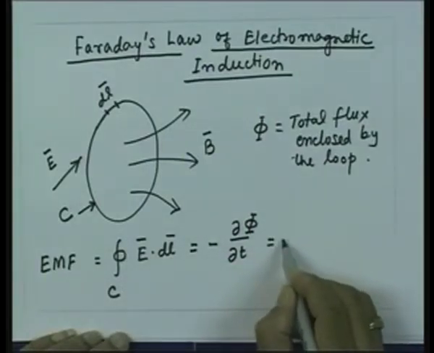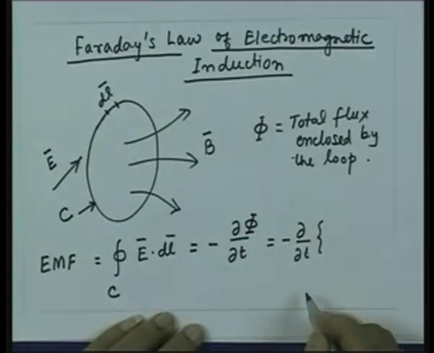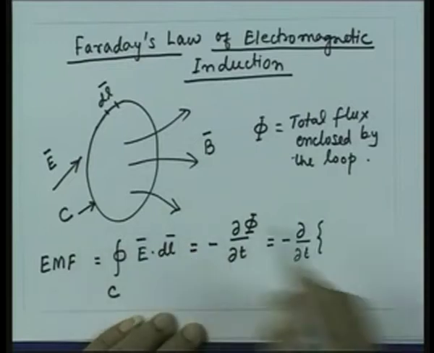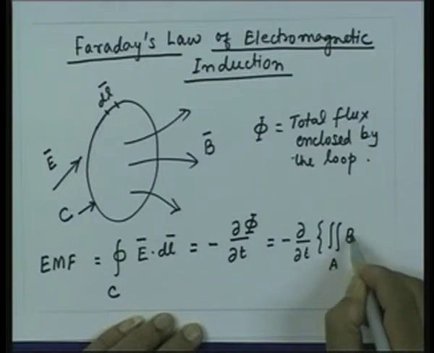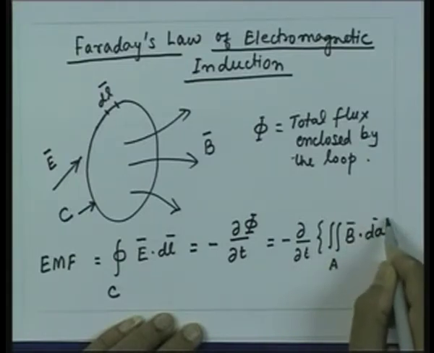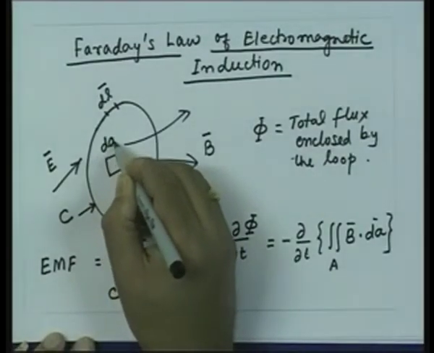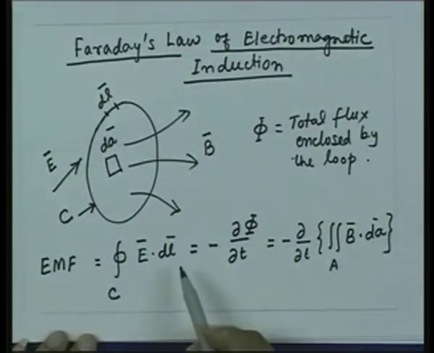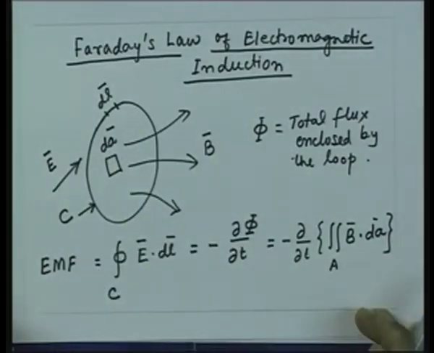Now, since the total magnetic flux enclosed by this loop can be found by integrating the magnetic flux density over this area, I can write this as minus d by dt of the total flux, which you can find by integrating this. So, it is the integral over this area of B dot dA. So, if I say here the incremental area is dA, then B dot dA gives me the flux perpendicular to this. I integrate over the total area, and that gives me the total flux.